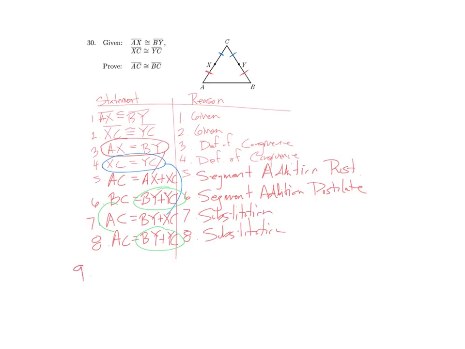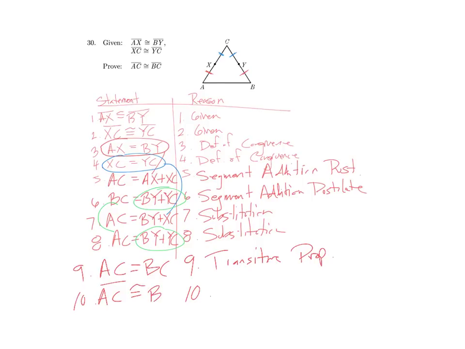So for 9 then I have AC is equal to BC. And that is by the transitive property. Alright, and then 10. I'm just bringing back congruence, converting them into different format. Alright, and that's just by definition of congruence. Done.